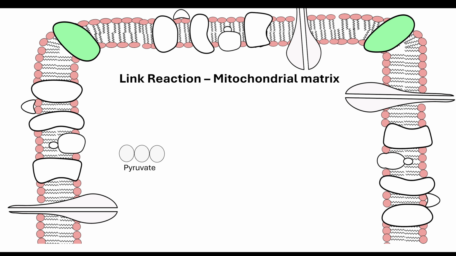So what happens when the pyruvate gets into the mitochondrial matrix is what's known as the link reaction. The first thing that happens is pyruvate is decarboxylated. A carbon dioxide molecule is removed. That's going to take us from a 3-carbon molecule to a 2-carbon molecule. So we've got a 3-carbon molecule removing a carbon dioxide, and we now have the 2-carbon molecule.